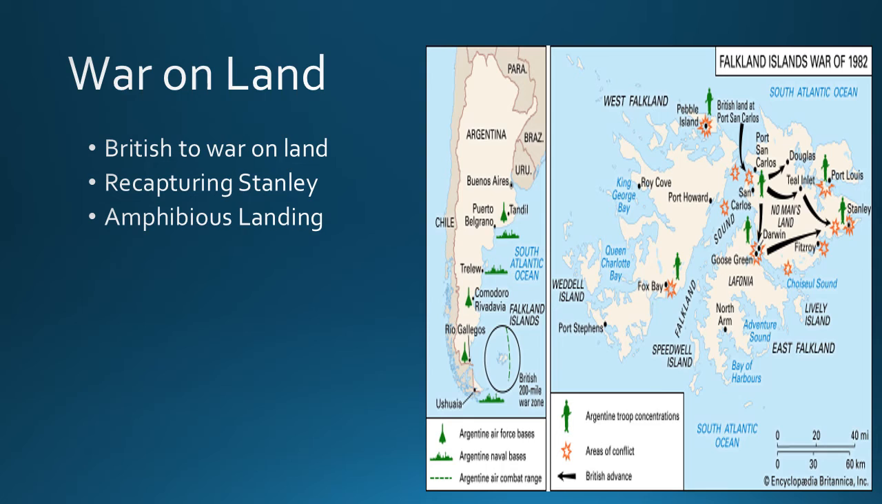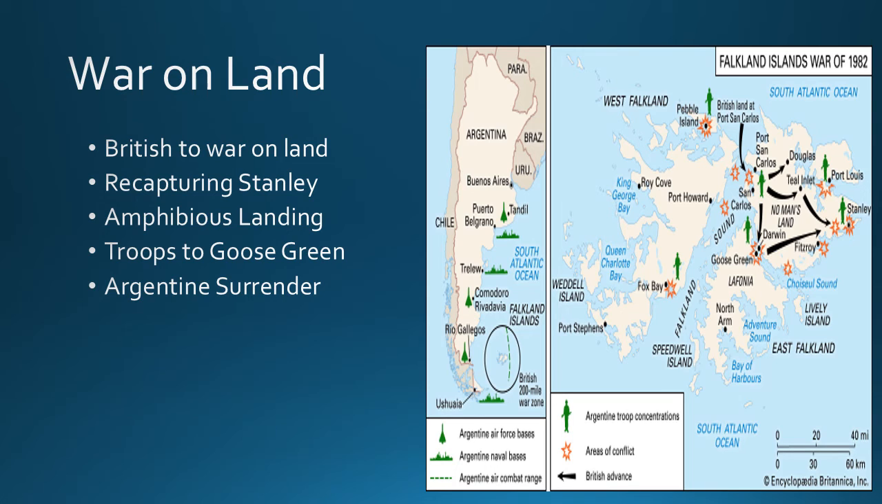And as they do, they're also able to be supported through the air and all the rest of those kinds of things. Now, there's two major groups, as you can see through this image. The first group is going to go down into Goose Green down here, and they're able to surround the Argentinian troops in Goose Green relatively easily and get them to surrender.